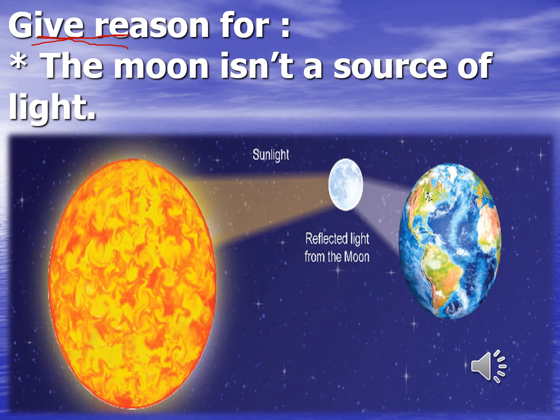So when I ask you to give reason for why the moon or the mirror isn't a source of light: because it reflects the sunlight. The sunlight falls on the moon. This is our moon. The moon will reflect the sunlight on the earth. This is the earth. We are here on the surface of the earth. So it looks shiny, but it's not a source of light in fact. Is it clear?